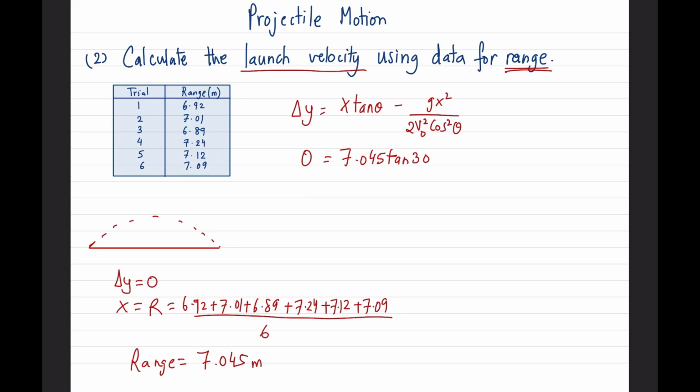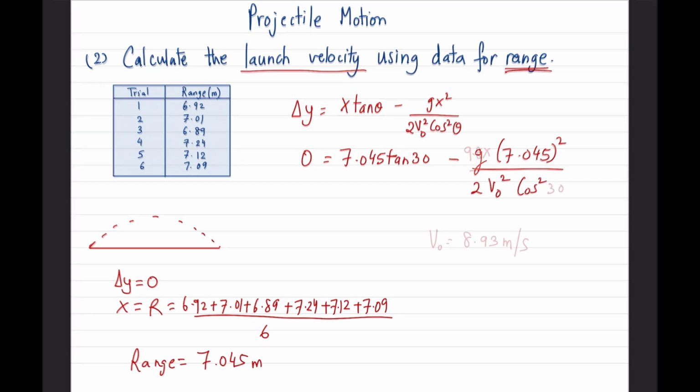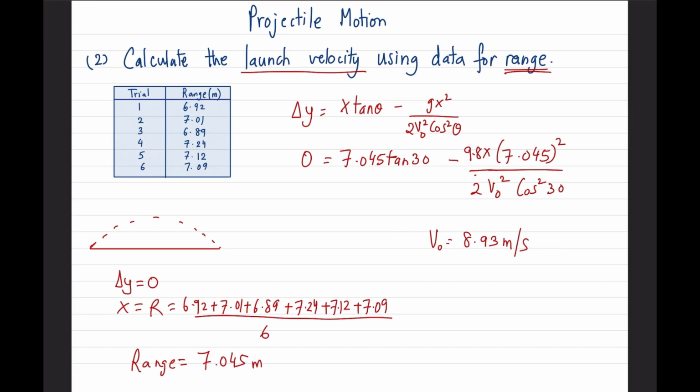So tan 30 minus g x square. X is 7.045 whole square over 2v0 square cosine square. So we replace the angle with 30 and the value of g I have replaced with 9.8, and then you can solve it for v0 using your calculator. You'll get the answer as 8.93 meter per second.